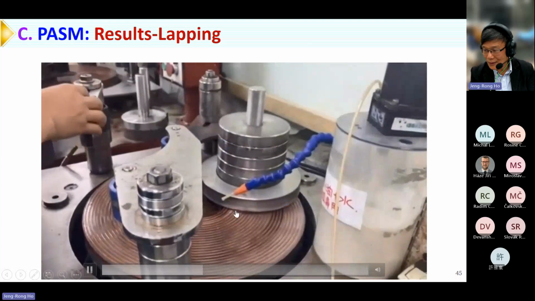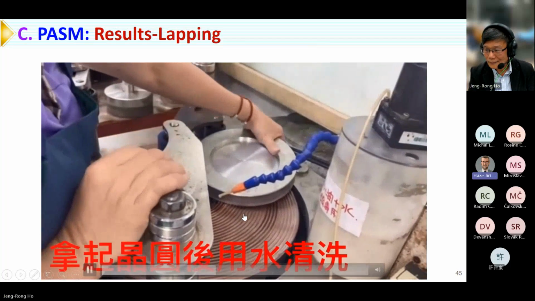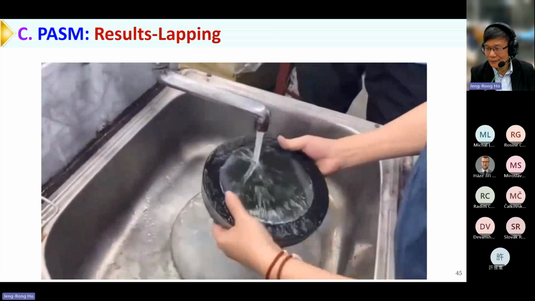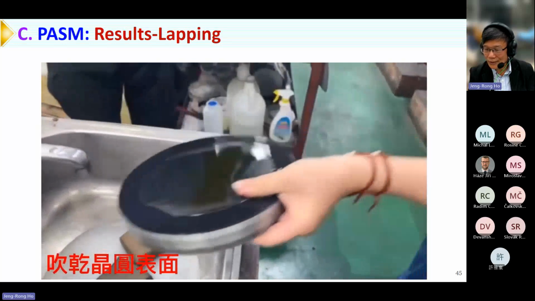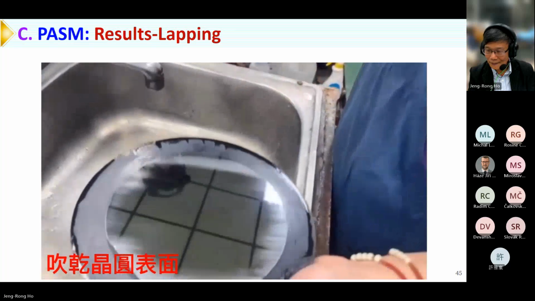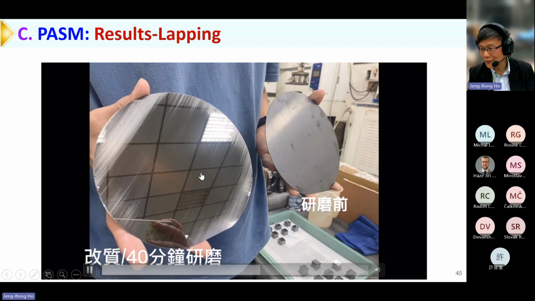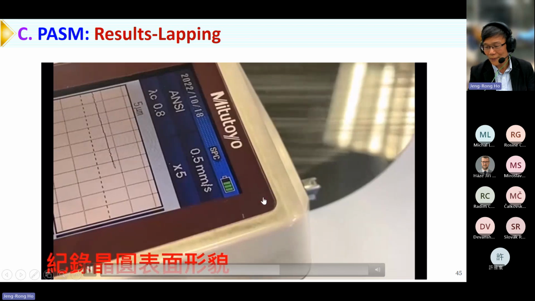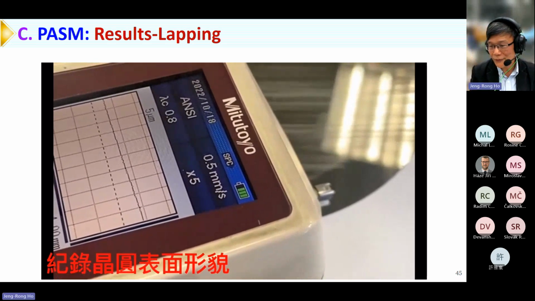And the slurry coming from here. Then we use water to clean the surface abrasive. Then dry the surface. Okay, this is after 40 minutes of lapping. I said before lapping, after 40 minutes of lapping. And this one is the unmodified surface for comparison. And we record the surface roughness.